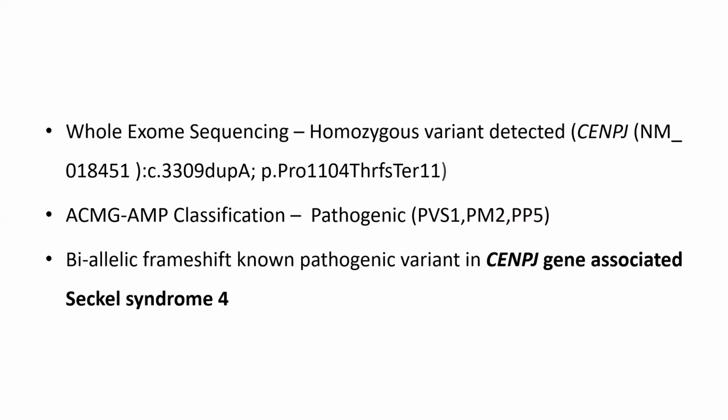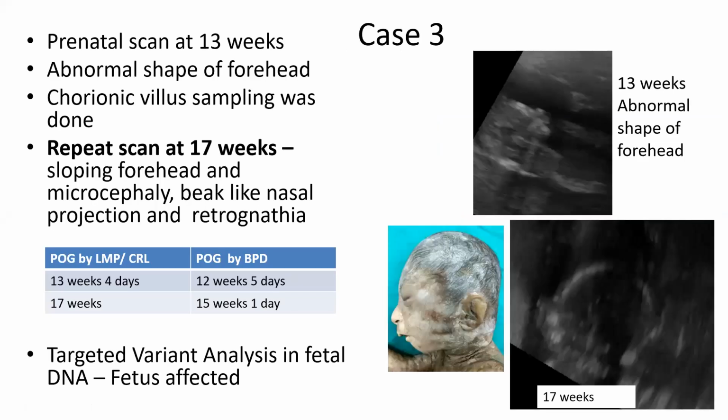Exome sequencing was done, and there was a biallelic frameshift pathogenic variant in the CENPJ gene, which is associated with Seckel syndrome 4. So that was the final diagnosis for this family. Then they came in the fourth pregnancy, because we had the molecular diagnosis, so we advised them for prenatal testing in the next pregnancy, and they came to us in the fourth pregnancy.